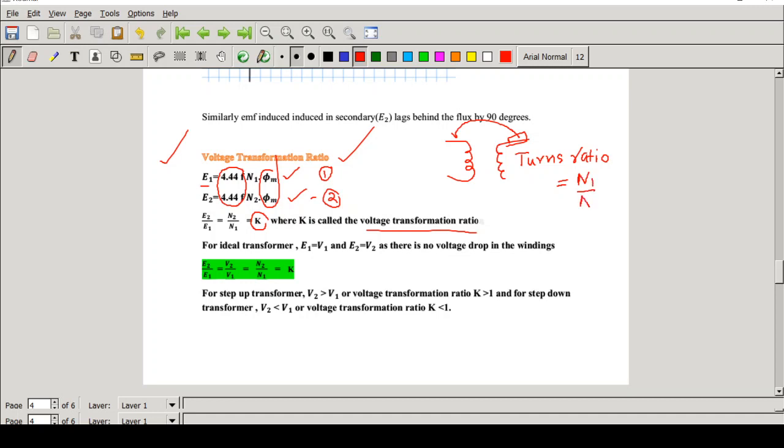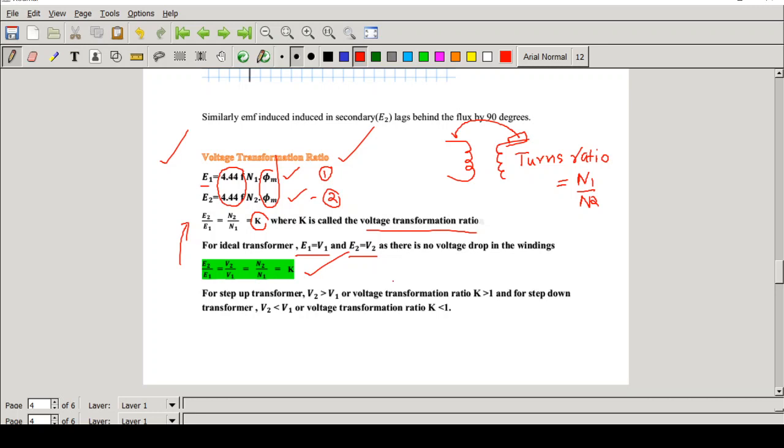Now let's relate this equation with the terminal voltages, input voltage and output voltage. As I told before, in the case of an ideal transformer, since there is no voltage drop, E1 will be equal to V1 and E2 will be equal to V2. So I can substitute in this equation: E2 by E1 is equal to V2 by V1 is equal to N2 by N1 is equal to K. This is a very important relation.